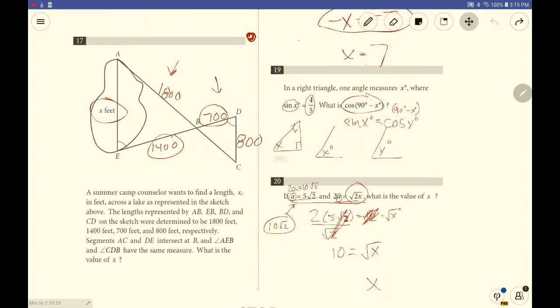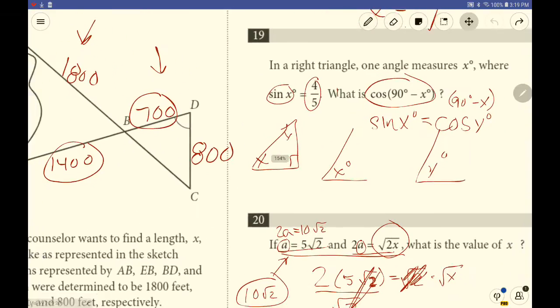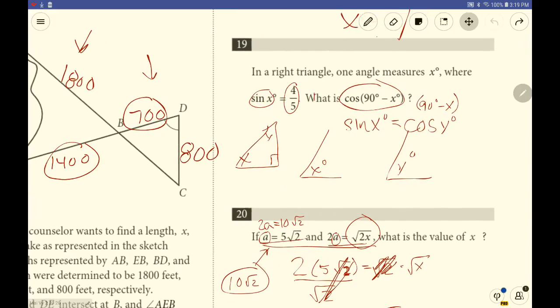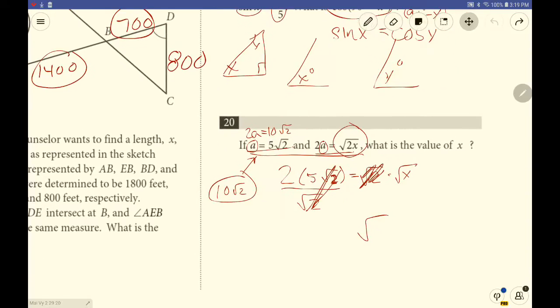Number 19 is a kind of trick problem the SAT math likes to do a lot. It has to do with the sine of x and the cosine of 90 minus x. And x and 90 minus x could be the two acute angles of a right triangle. And so sine of one angle equals the cosine of the other angle. And that's just something to get used to seeing different versions of.